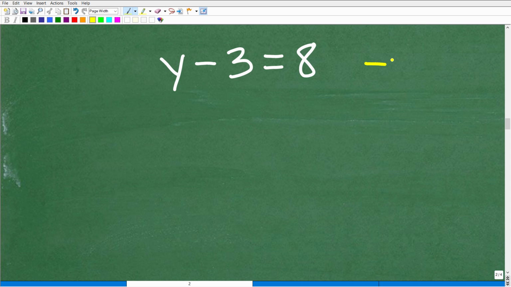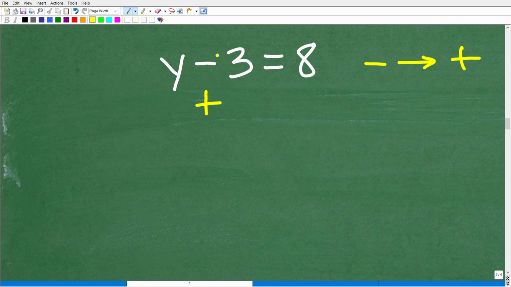All right, we want to be thinking the opposite, or the inverse operation, of subtraction. What undoes subtraction? If you're thinking addition, you're absolutely correct. So again, another one-step equation. We have y minus 3 is equal to 8. I want to get y all by itself, right? That's the objective. That's the solution.